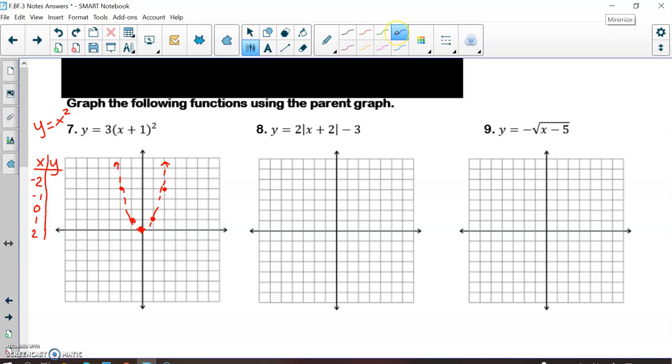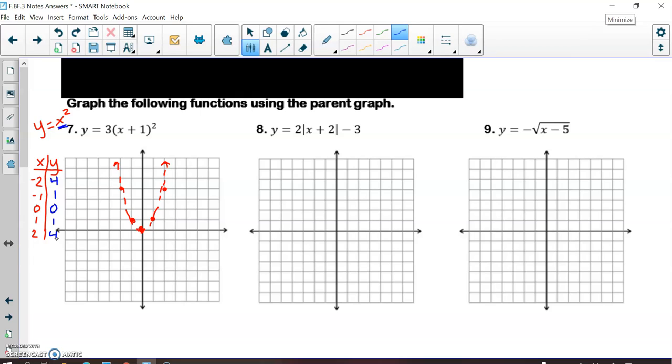If I put -2 in for x in my parent function, -2 squared is a 4. If I put -1 into my parent function, -1 squared is a 1. If I put 0 in, 0 squared is a 0. 1 squared is a 1. If I put 2 in, 2 squared is a 4, which gives us these points of (-2, 4), (-1, 1), (0, 0), (1, 1), and (2, 4). This is our parent function.